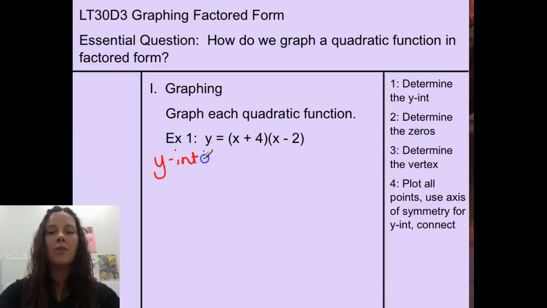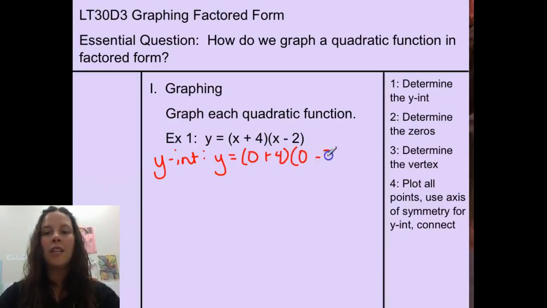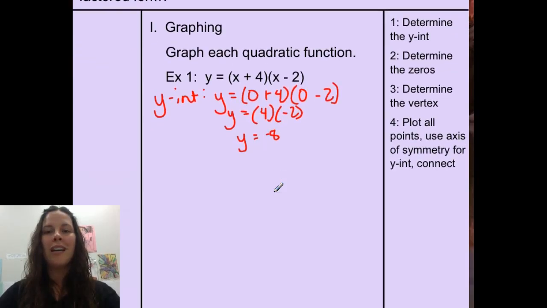Remember, the y-intercept occurs where the graph crosses the y-axis, and everywhere on the y-axis, our x value is 0. So we replace both x values with 0 and solve for y. So we get 0 plus 4 times 0 minus 2, which gives us a y value of -8. Don't forget to put that as an ordered pair because we will be putting it on the graph. We started off with an x value of 0 and solved to get -8 for y.